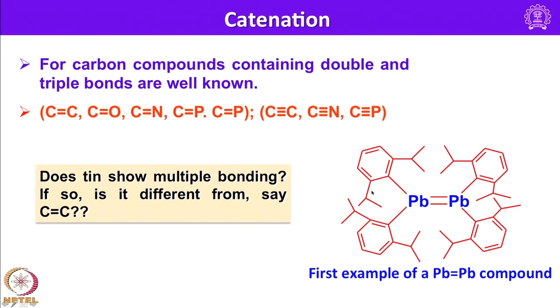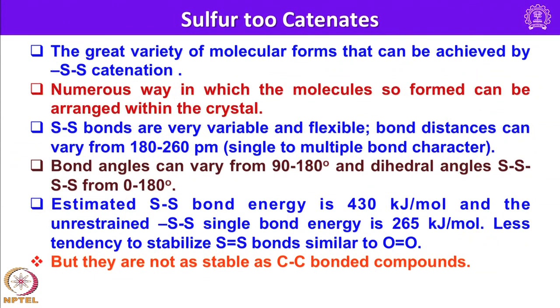Kinetically, this Pb-Pb bond is stabilized. Okay. So, sulfur also catenates. Of course, when we look into catenation, another element among the main group elements in the periodic table that forms a large number of catenated compounds is sulfur. The first one is carbon, the second one is sulfur. Of course, I will be discussing more about this sulfur chemistry when I start the discussion on group 16 elements.